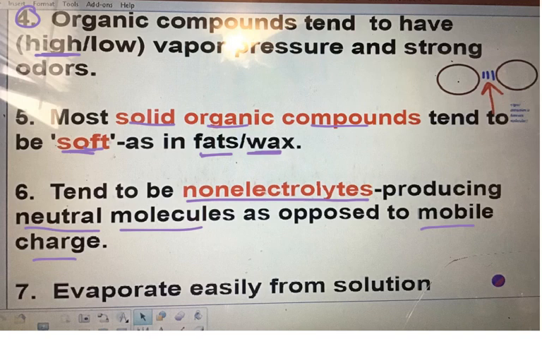mobile charge. So once again, guys, you can pause the video as you need to take the notes. I'm just going through these right here. They tend to evaporate easily from solution. This is volatility, like gasoline, for example. And these are properties that you'll see of organic compounds.